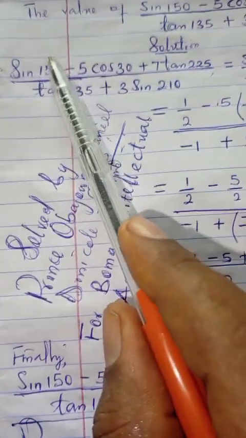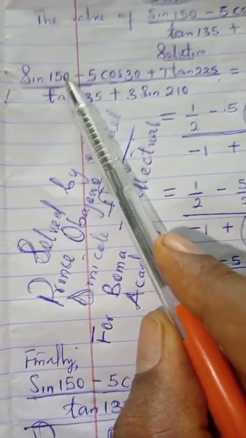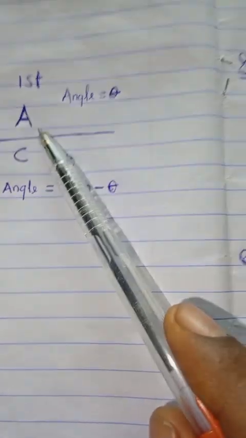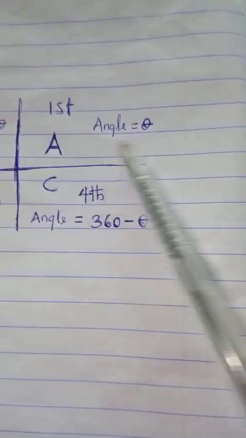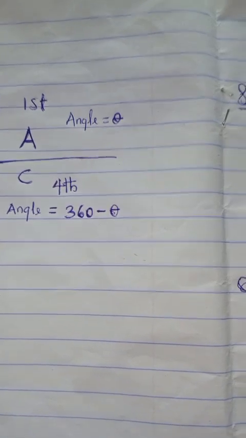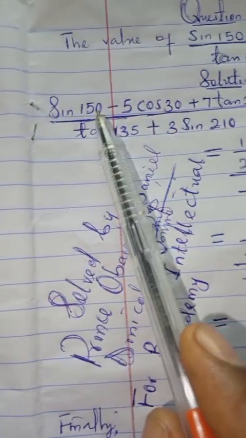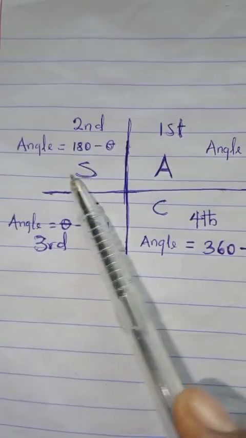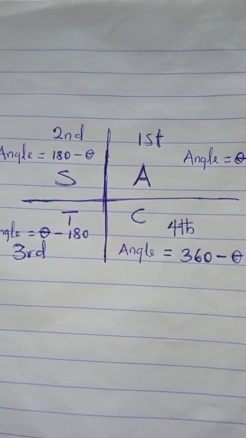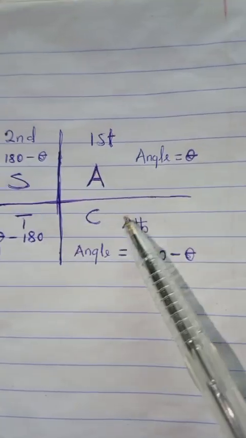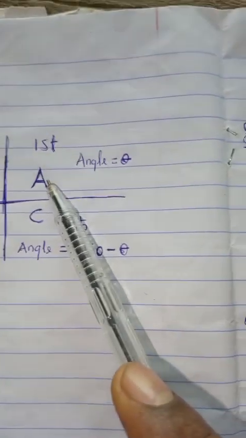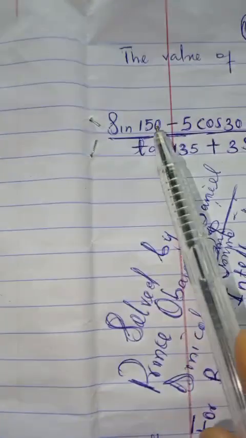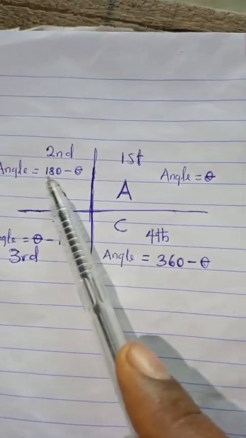Now, how can we simplify 150 degrees to an angle between 0 and 90, which is the angle found in the first quadrant? If you look at 150, you would agree with me that 150 is an angle between 90 and 180. That means this 150 falls in the second quadrant. To simplify this 150 to an angle that is found in the first quadrant, so as to solve the problem without using a calculator, we need to use this formula, which is 180 minus theta, where theta is 150 in this case. So if you subtract 150 from 180, what do you get?